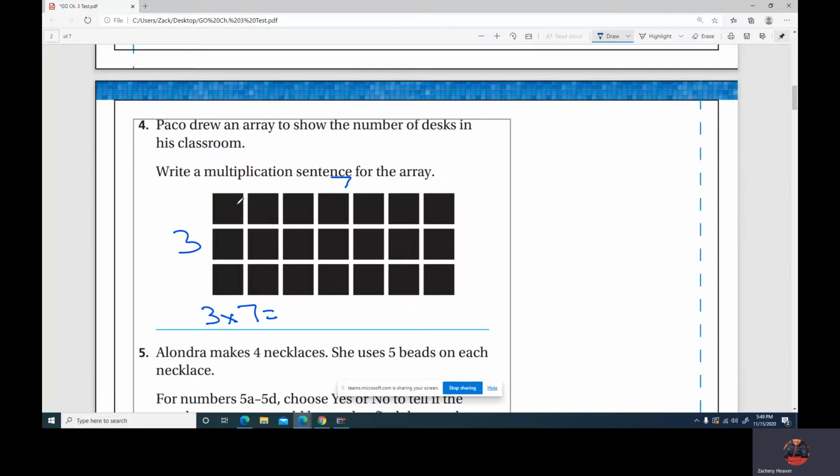If you go through and count these all, like 3, 6, 9, 12, 15, 18, 21, we know that 3 times 7 will be 21. 21 what? Desks.